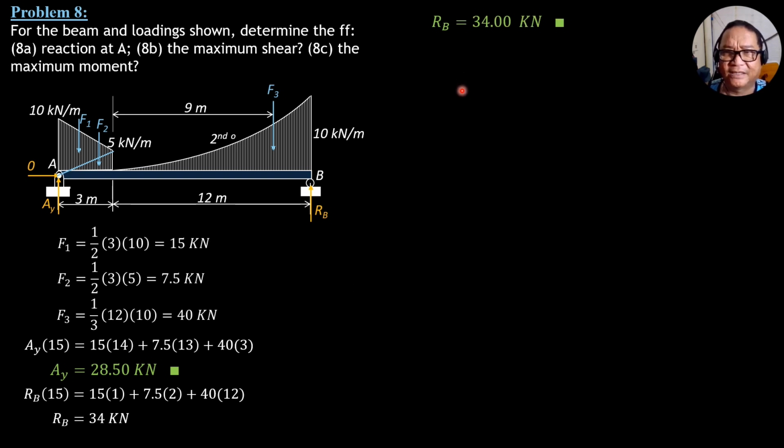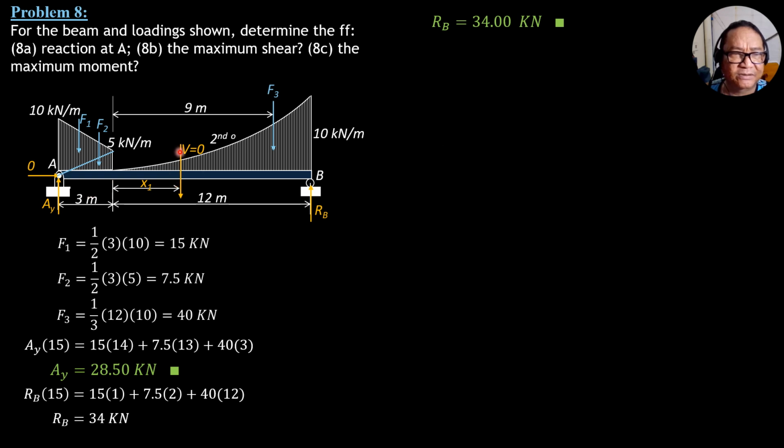Then for the next question, the maximum moment. The maximum moment by principle is where shear is 0, and since AY 28.5 minus 15 minus 7.5 is still positive, so 0 shear would be somewhere here, and I'll call that distance x1. So that's the location of the maximum positive moment.